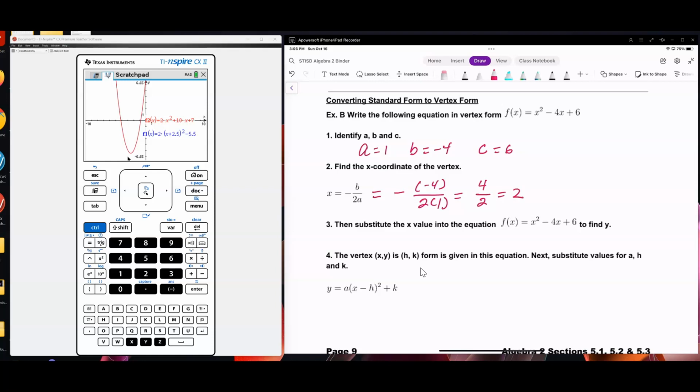So it's 2. So we know that it's going to shift to the right. So it's going to be x minus 2. Now we've got to find the y. So we have y equals 2 squared, which is 4, minus 4 times 2, which is 8. So that's 4 minus 8 is -4, plus 6 is 2, but we'll check again. 2 squared is 4. 4 minus 8 is -4, plus 6 is 2. So the vertex is 2, 2.